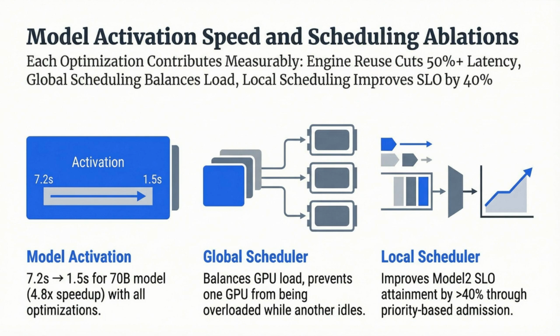Each optimization in Prism contributes measurably. Engine reuse cuts activation time for a 70B model from 7.2 to 1.5 seconds. Global scheduling balances the GPU load, preventing overloading and idling. Local scheduling, with its priority-based admission, improves SLO attainment for critical models by over 40%. These individual contributions are essential for Prism's overall effectiveness.